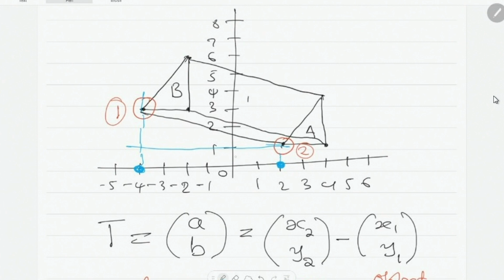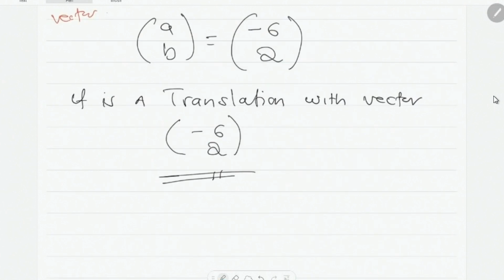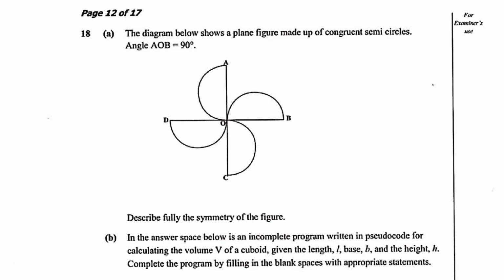All right, so that is the answer for question number 16, part B. The answer is -6, 2, which is the vector of a translation. All right, so let's quickly move on to another question, which is question number 18. Question number 18A.